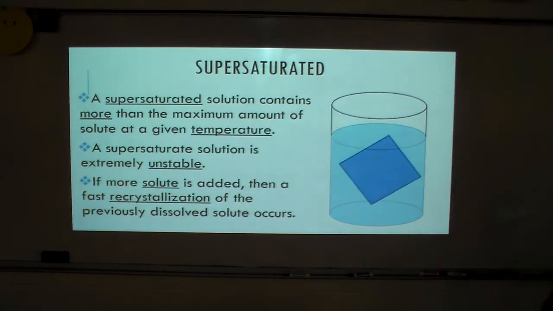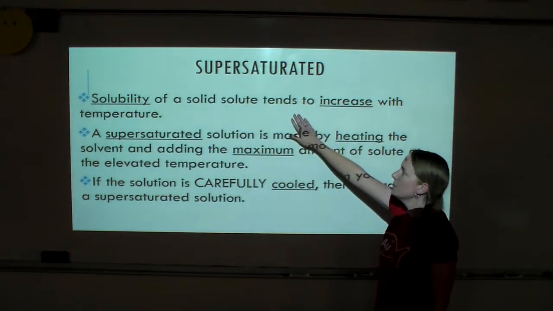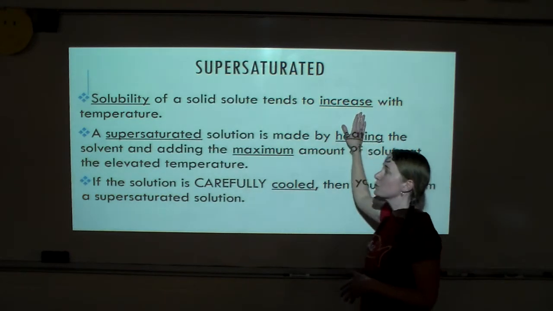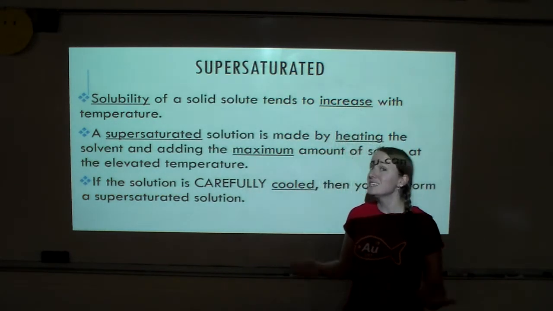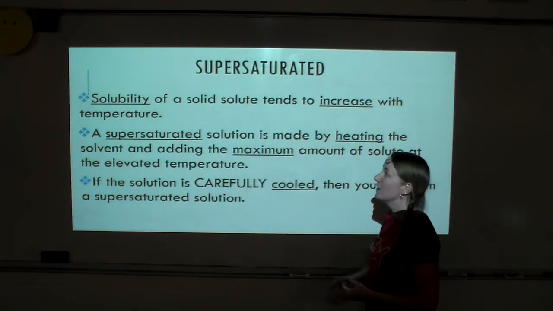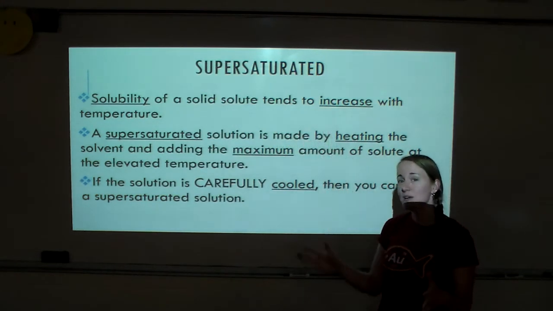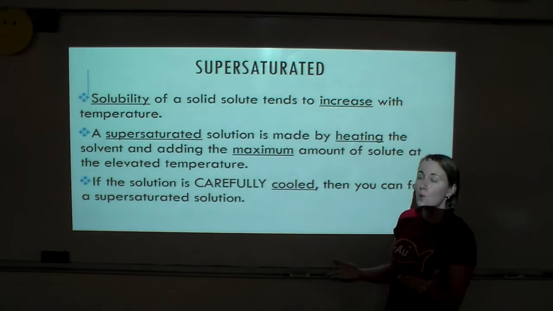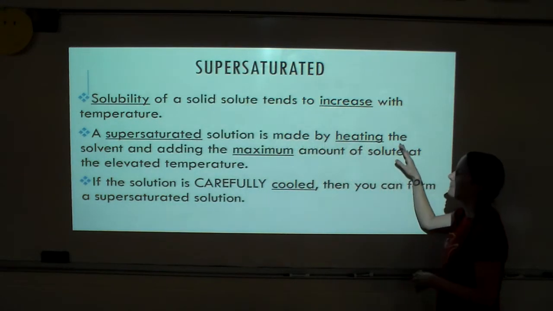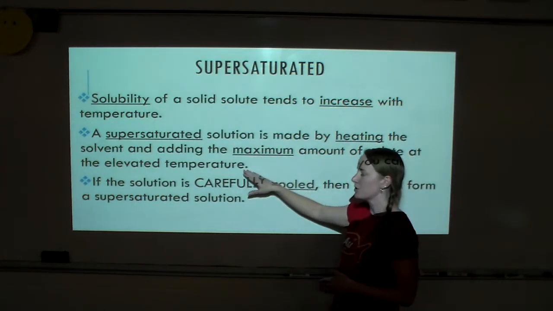All right, so how do you make something supersaturated? Well, remember, solubility tends to increase with temperature. So that's why if you want to make super sweet tea, you add the sugar when the tea is hot. You don't add it when you have iced tea at that point. You add it when it's hot. Okay, because the higher the temperature, the solubility increases. So what you do is you heat something up so you can dissolve more. Then, a supersaturated solution is made by heating the solvent, adding the maximum amount of solute at that elevated temperature.